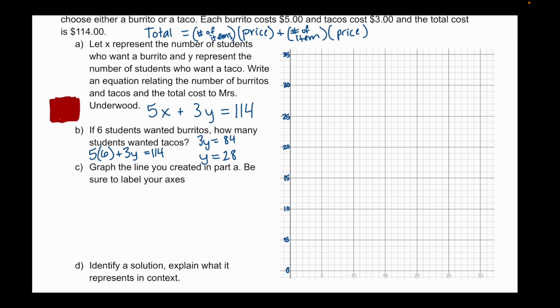I would maybe use my finger to actually cover it up if I had paper, but I'm doing this digitally, so I would cover up and say, well, if 3y equals 114, I can divide both sides by 3, and that would give me the y-intercept. It's the same as plugging in that 0.